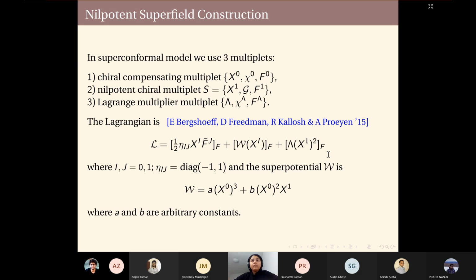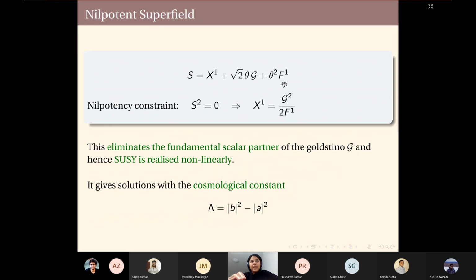What we do for that purpose is that we first take this nilpotent chiral multiplet S, which as a superfield looks like this. The fermion sits with theta, and the last scalar sits with theta squared. Then we apply the nilpotency constraint, which is basically just that the square of this superfield is 0. That gives us this relation between the scalar field and this fermion. So using this relation, we can eliminate the scalar field from the action.